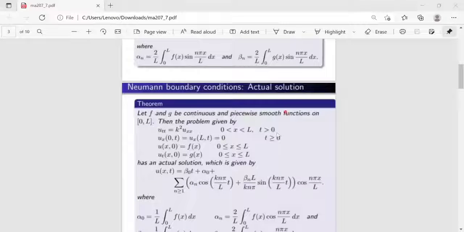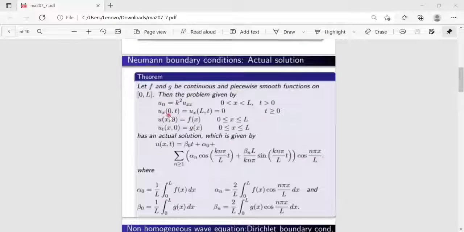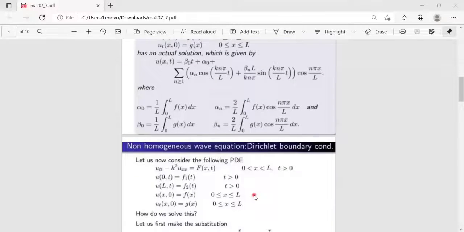For Neumann boundary conditions, the only difference is that at x equal to 0 and l, the derivative of u with respect to x is 0, and the same f of x and g of x. We get the solution for the equation like this. The difference is that we get two extra terms, b naught of t plus alpha naught, and one more change is that we get a cos term instead of a sine term. We can find alpha naught and beta naught by using this formula, and we can find alpha n and beta n by using this formula, the Fourier series for f of x and g of x.